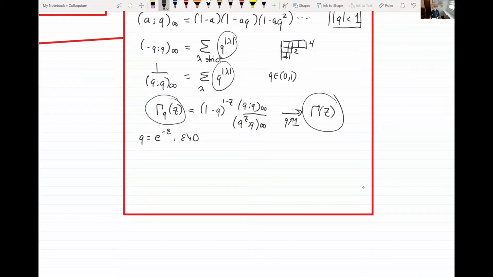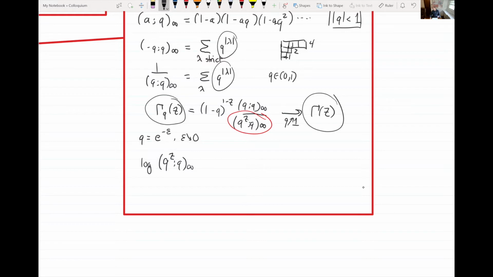So you take q going to 1, like e to the minus epsilon going to 0. And now we look at the important part of the q gamma function, right? Everything about this is pretty reasonable except for the denominator. This is the most complicated part. If you understand that behavior, you understand the full behavior of the Q gamma function.